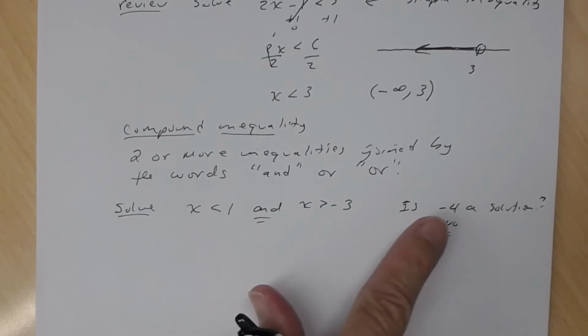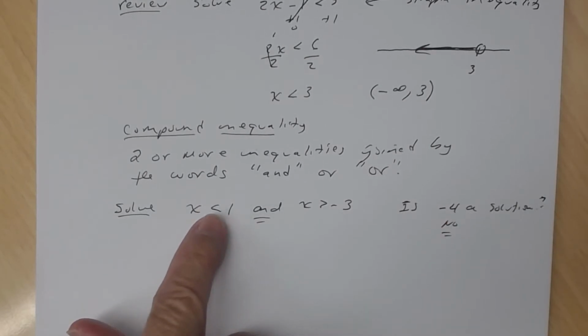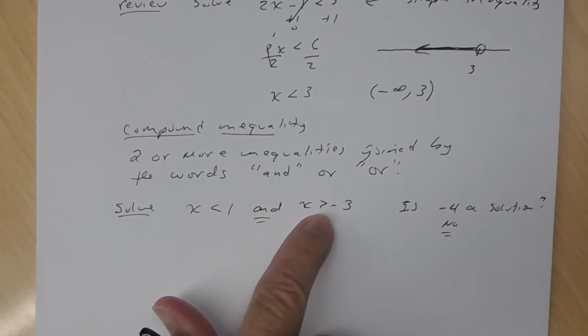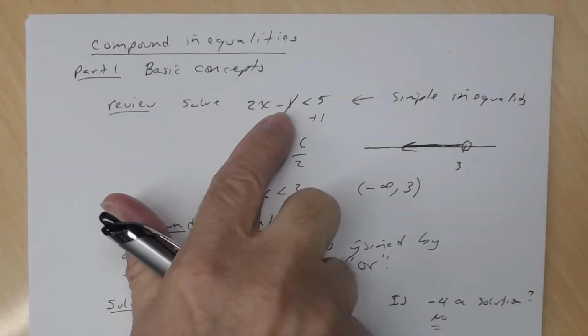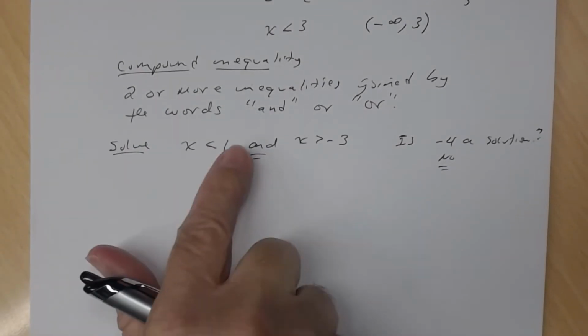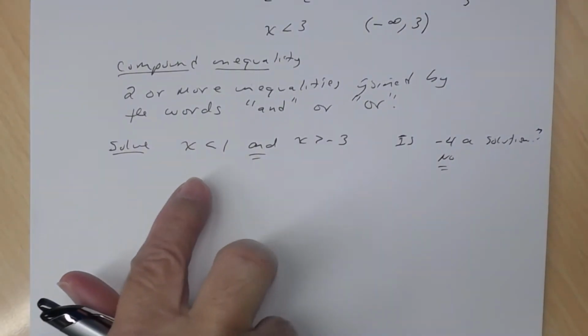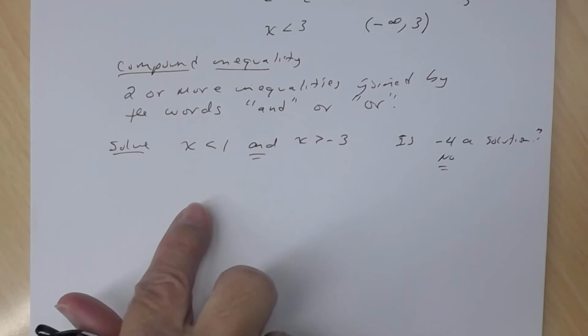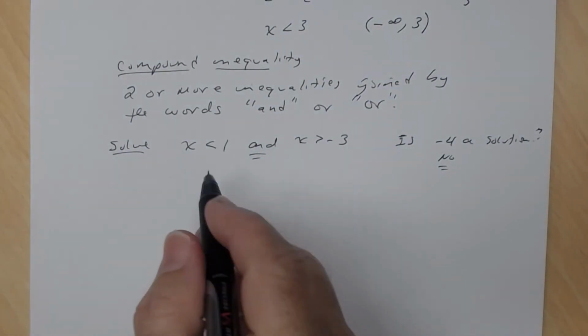Okay, so again, whatever the solution is has to be a solution to this and a solution to this. All right, now the way you want to solve this, especially when it starts looking like this, is once you get the variable x by itself, you're going to graph each inequality separately.